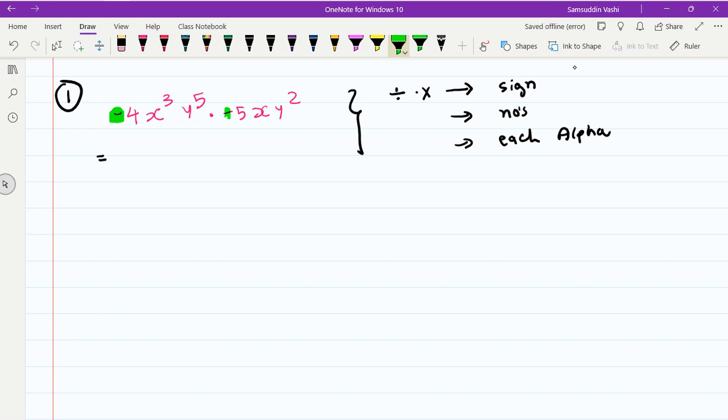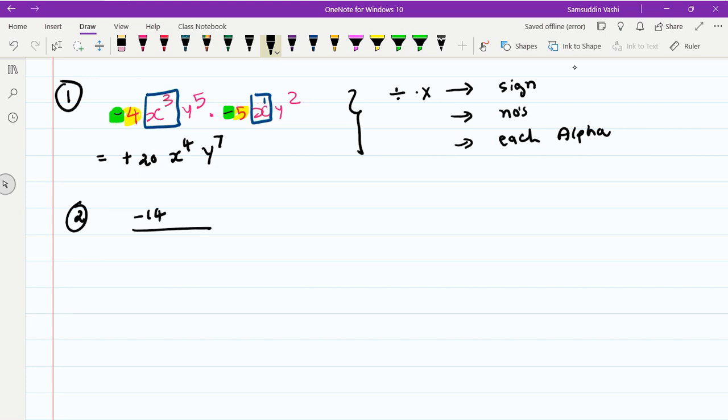So we deal with sign times sign, or negative times negative. What is it? Positive. Then we deal with numbers. 4 times 5 is 20. And now x cubed times x to the power of 1 is x to the power of 4, and y to the power of 5 plus 2 is 7. So it's done. Number 2 is the division question.